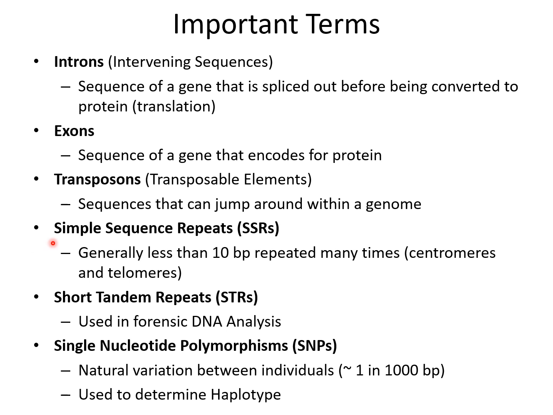Simple sequence repeats, SSRs. These are generally less than 10 base pairs. They're repeated many times, right? They could be repeated thousands of times, even millions of times. What structures in the chromosome do these make up? We'll see this in chapter 24 a little bit, but the centromeres and the telomeres are made up of these simple sequence repeats. And we'll actually see some of those sequences in that chapter. Another term you might see is short tandem repeats, STRs. Those are used in forensic DNA analysis.